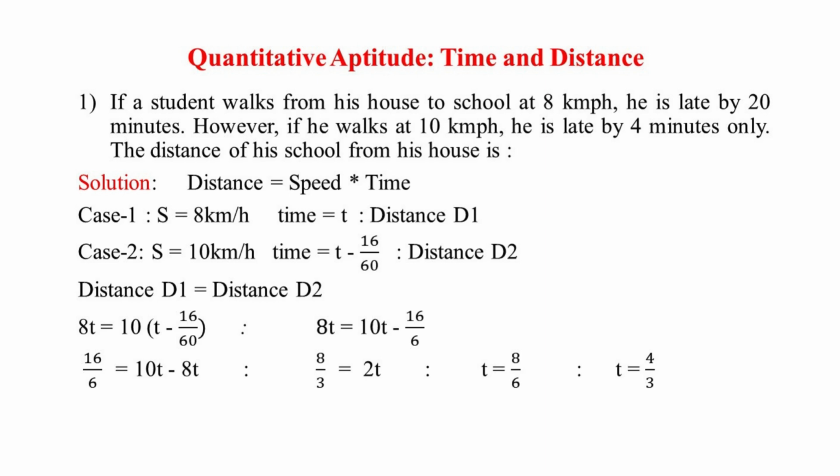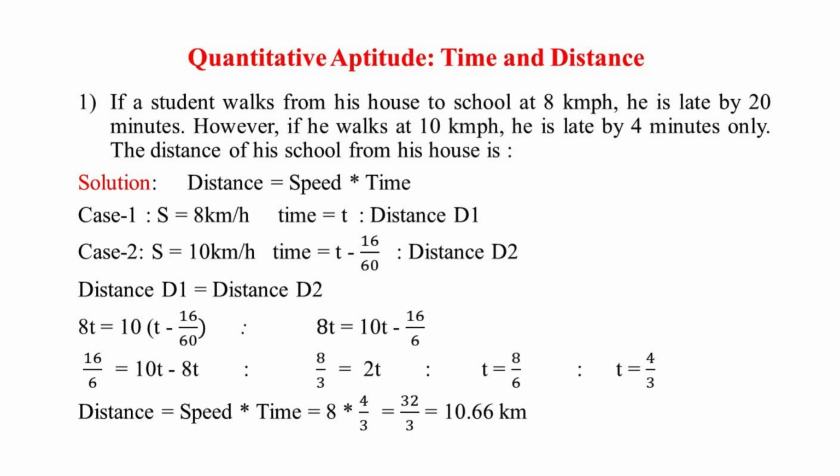So distance equals speed into time. Let us consider any one case, let us consider case 1. In case 1 speed is 8 km per hour, multiplied by time t. The time t we got is 4 by 3. So 8 into 4 by 3 is 32 by 3, which is 10.66 km.